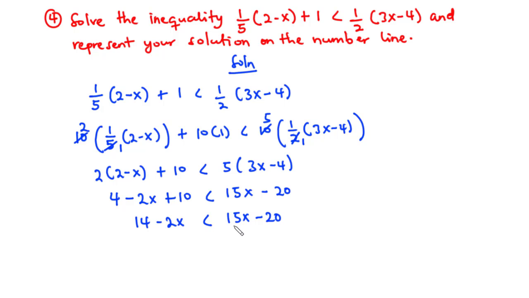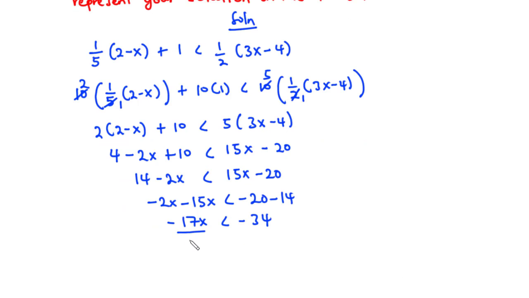We transpose 15x to the left hand side. We have negative 2x minus 15x is less than negative 20 minus 14. So this becomes negative 17x is less than negative 34. Now we divide through by negative 17.